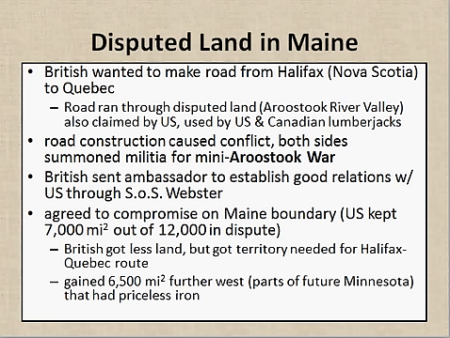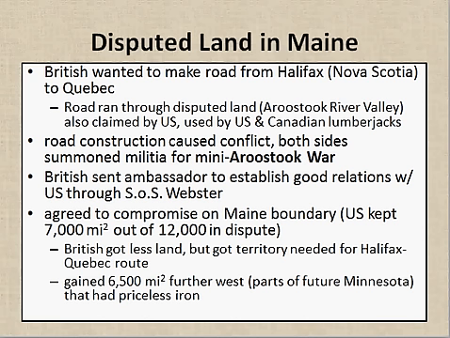Now, the conflict was cleared up when the British sent an ambassador to discuss negotiations with Webster over the land, and the US and Great Britain agreed to compromise on this dispute, and the US got a slightly better half of the offer. They got 7,000 square miles out of the 12,000 square miles in dispute. The British got less land, but the British were happy because they got the territory that they needed to build this road between two British Canadian cities, Halifax and Quebec.